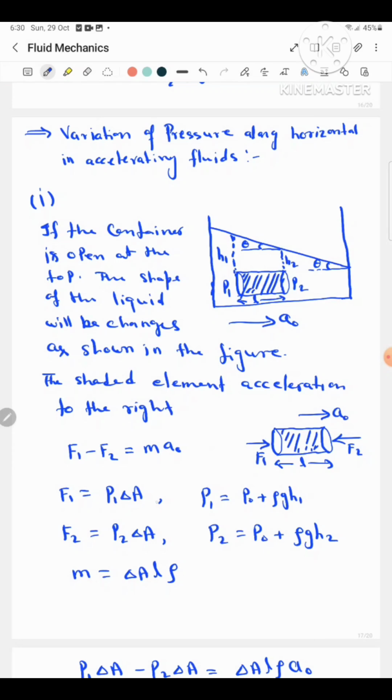F1 will be P1 into delta A, where P1, as it is an open container, will include the atmospheric pressure also, plus the pressure on the height H1: P0 plus rho g H1. F2 will be P2 delta A. Here is also the atmospheric pressure and the pressure due to height H2, rho g H2. Mass of the body will be delta A into L, volume into density.